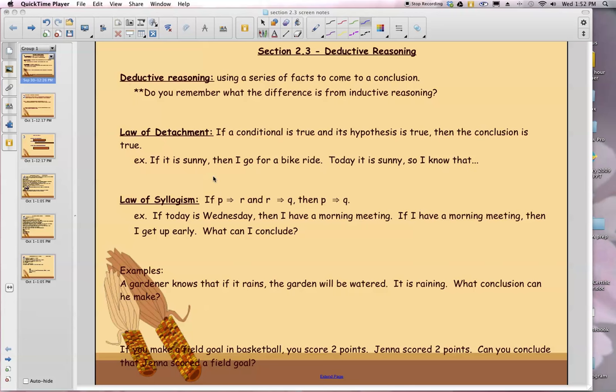to be true. An example of that says, here's my conditional statement. If it's sunny, then I go for a bike ride. That's a true statement. If it's sunny out, I usually bike. Then it says today it is sunny. So my hypothesis I know is true because today is sunny. So then what can I conclude? That I'm going to go for a bike ride.